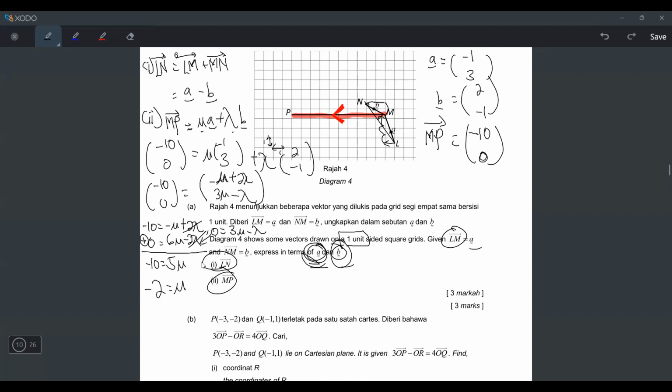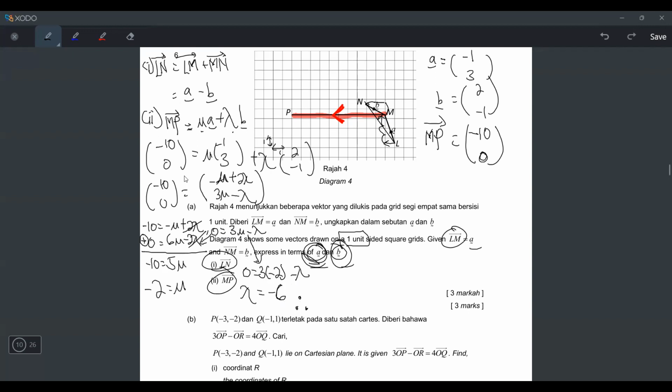Okay, but I still need the lambda, so what I will do here is ganti the mu negative 2 inside this equation. So I will put an arrow here: 0 equals to 3 mu minus lambda, and the mu I know is negative 2. Now the negative lambda I can move to the other side, and it becomes positive after I move it here. 3 times negative 2 is negative 6. Okay, so now I get my answer already.